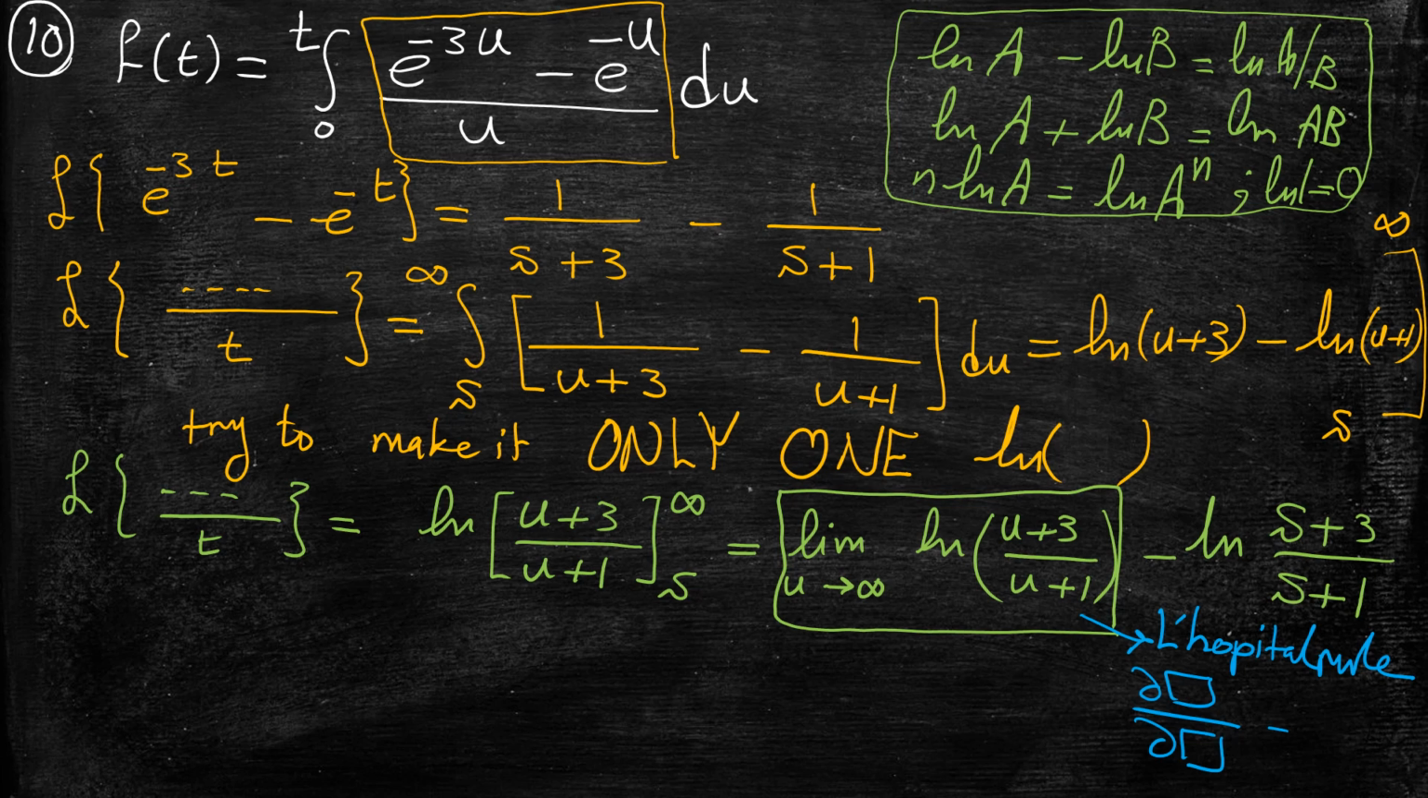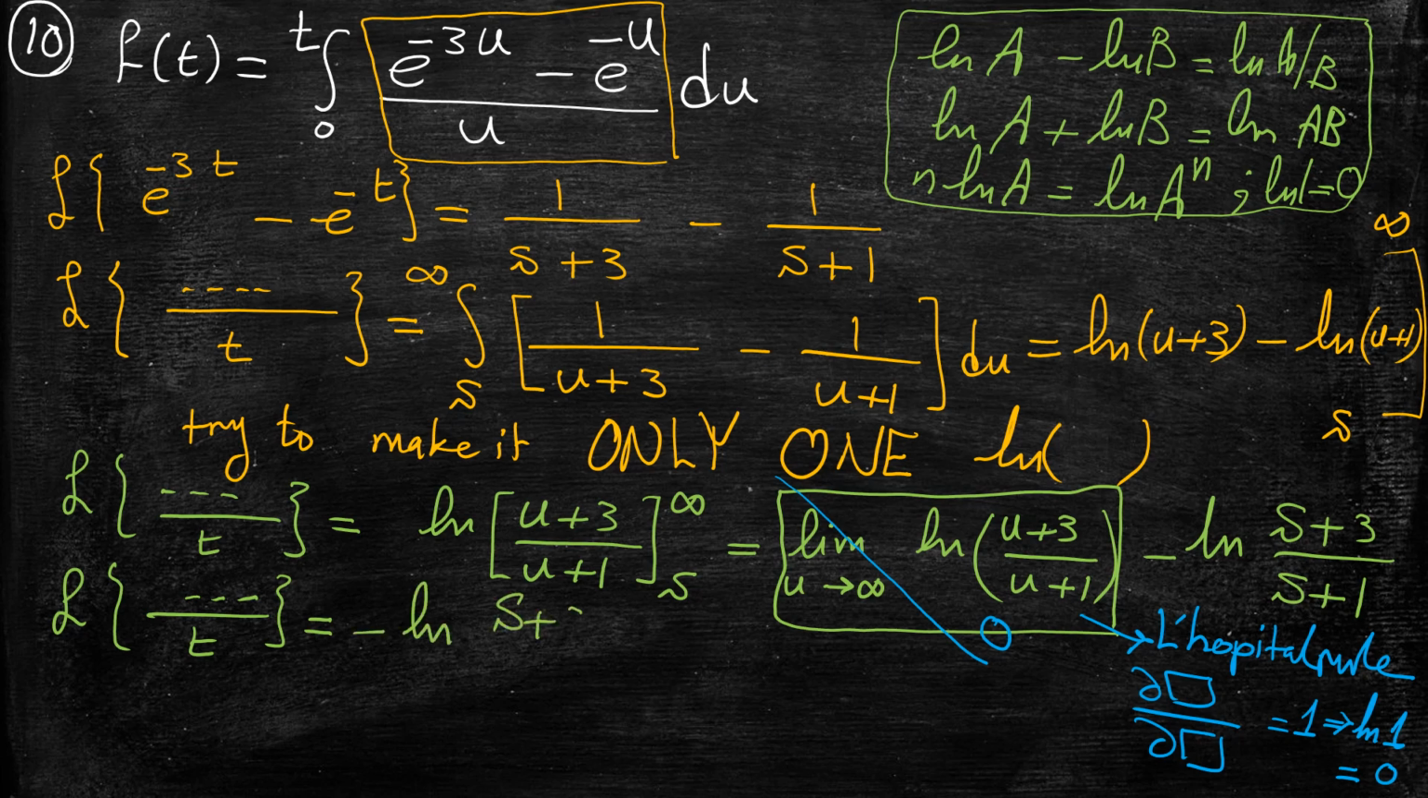So this derivative will give you 1 inside the ln, which will end up with ln 1, which is equal to 0. So this one with substitution will give us 0. And then return back to our example here. So this division by t will be minus ln (s plus 3)/(s plus 1). This minus sign again will go inside this ln, and I will get the reciprocal of this fraction, ln (s plus 1)/(s plus 3).